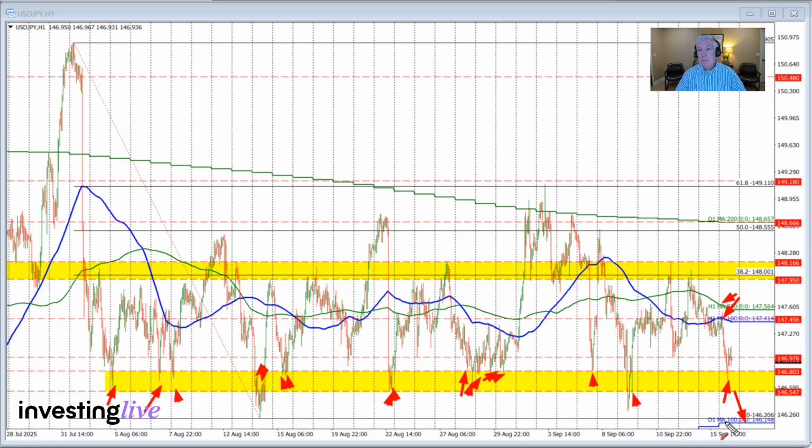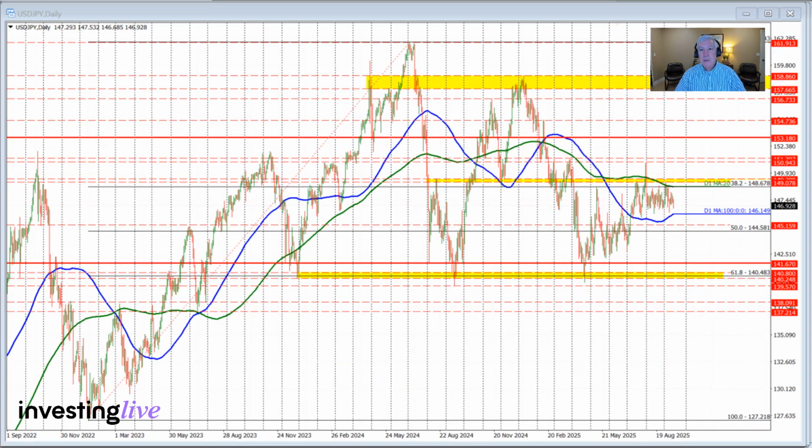And if we do, you see this blue line way down here. This is the overlay of the 100-day moving average. It comes in near the low price that we saw in the month of August, near 146.20, 146.14 to be exact. Getting below that level and staying below that level would be important for the sellers to increase the bearish bias.